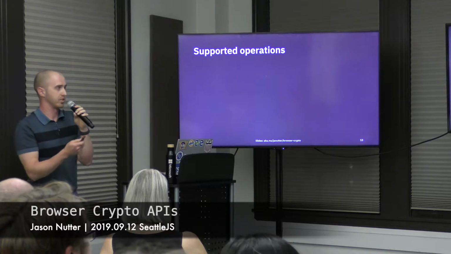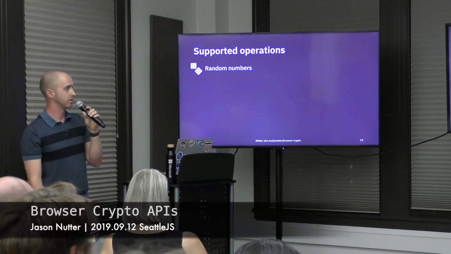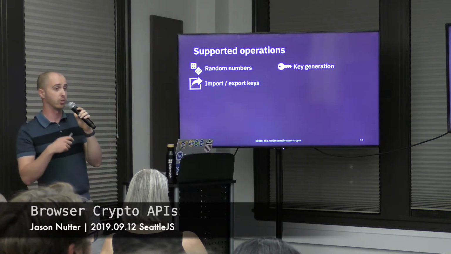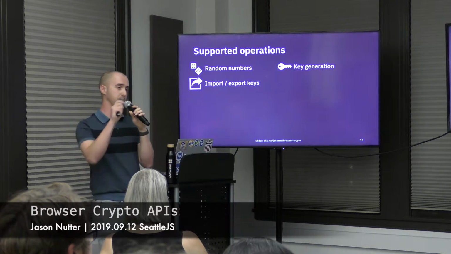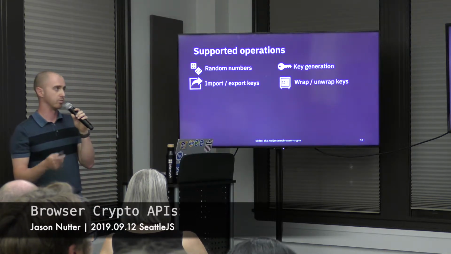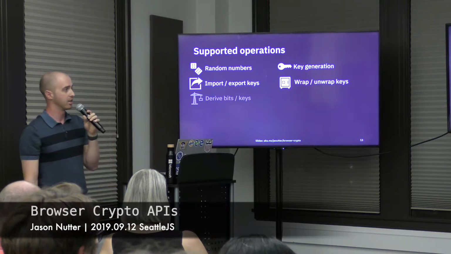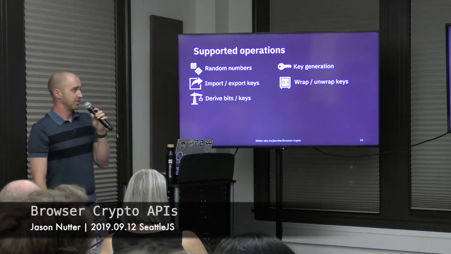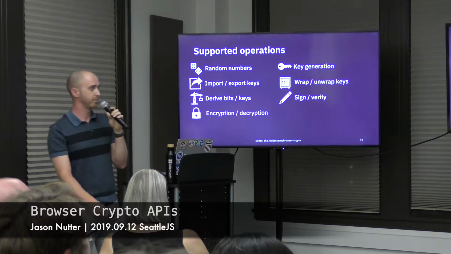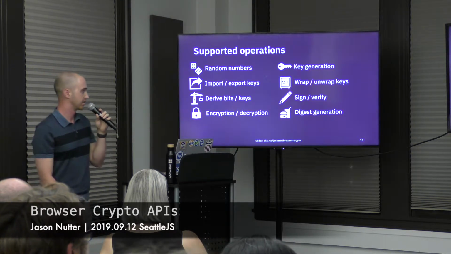So what are the supported operations? What can you do with the APIs? You can generate cryptographically strong random numbers. You can generate keys, public and private keys. You can import keys from other systems, and you can export keys to send to other systems. You can wrap and unwrap keys. So wrapping a key means exporting it and encrypting it in one operation. We'll see that later. You can derive bits and keys. You can do signatures, and you can verify signatures. You can, of course, do encryption and decryption, and you can create digests as well.